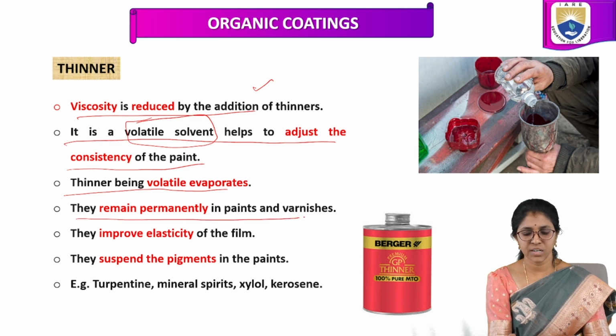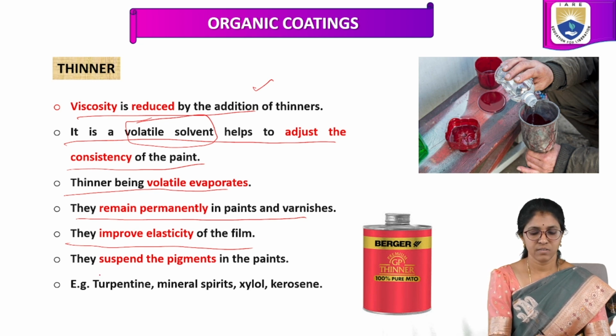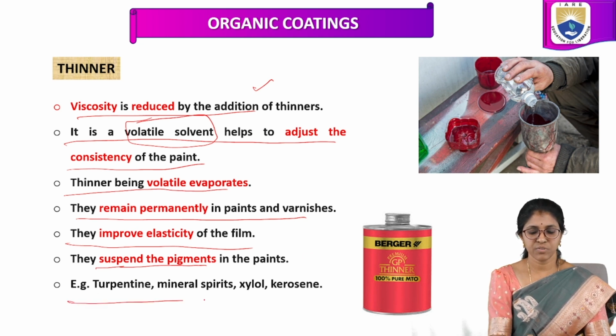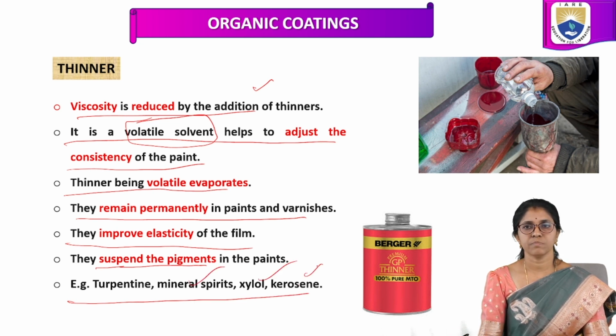They remain permanently in paints and varnishes. They improve the elasticity of the film and can suspend the pigments in the paints. Examples of thinners are turpentine, mineral spirits, xylol, and kerosene, used for reducing the viscosity of organic paints.